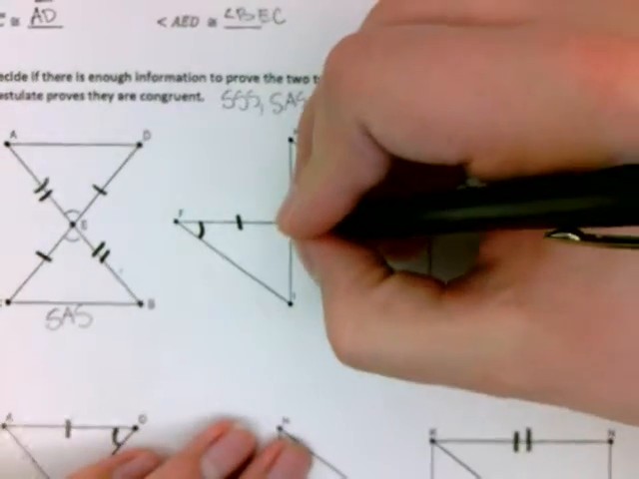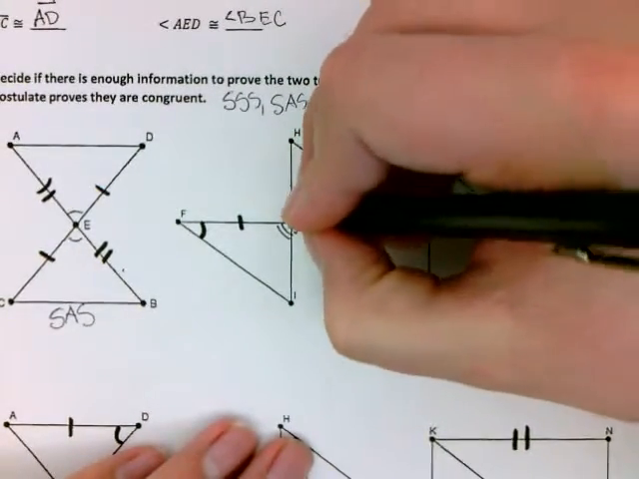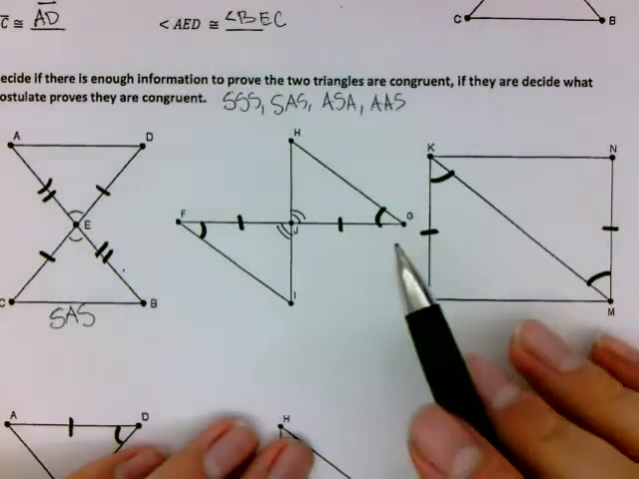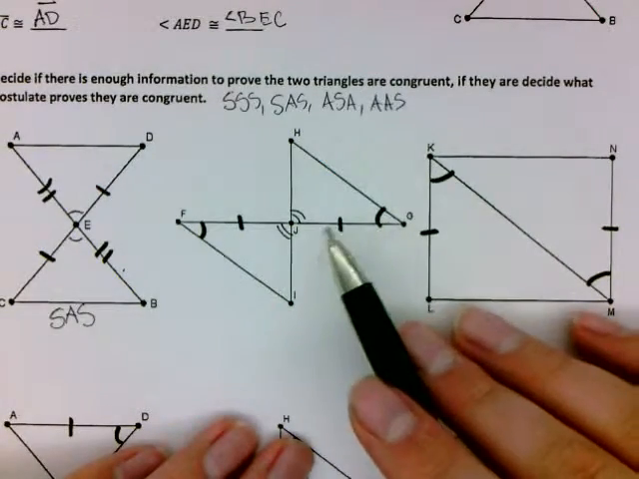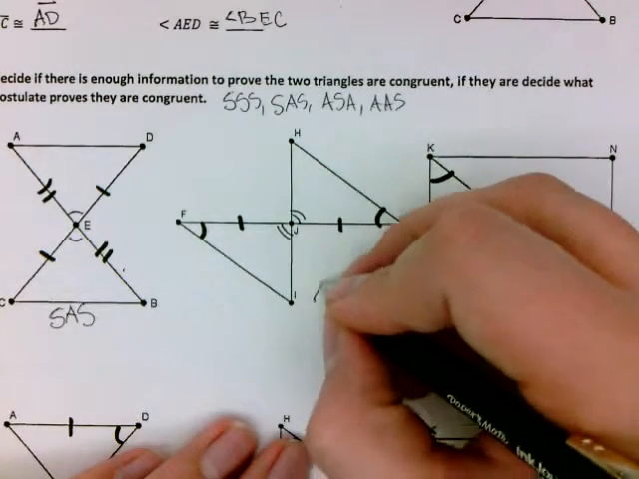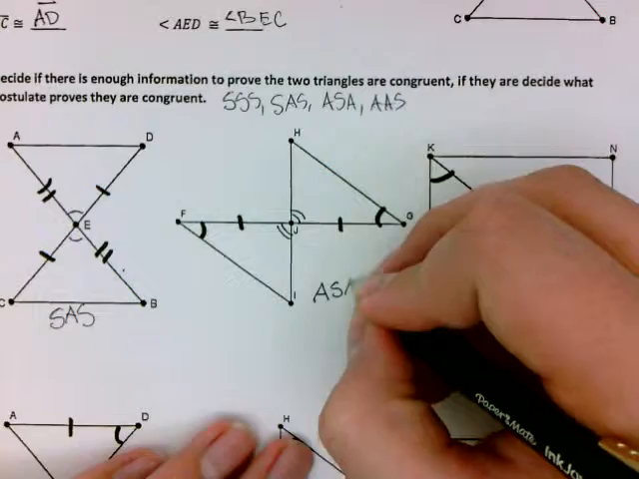This middle one, once again, we have vertical angles that we need to mark. So these two are congruent to each other. In this case, we have angle, side, angle. Angle, side, angle. So we'd say this is congruent by angle, side, angle.